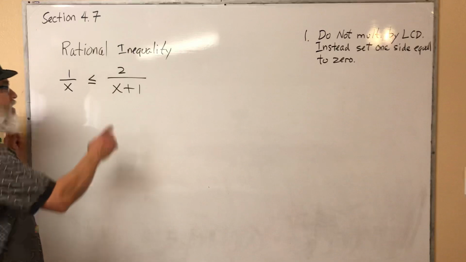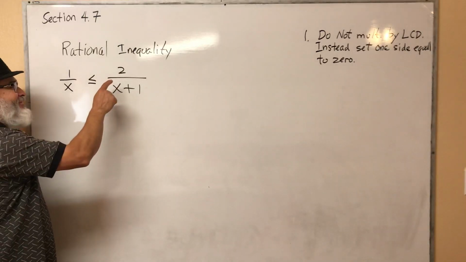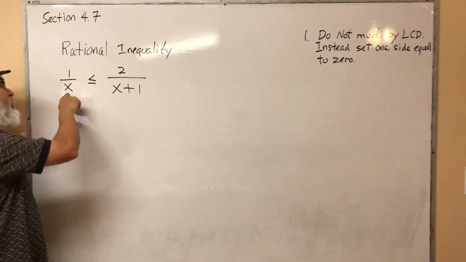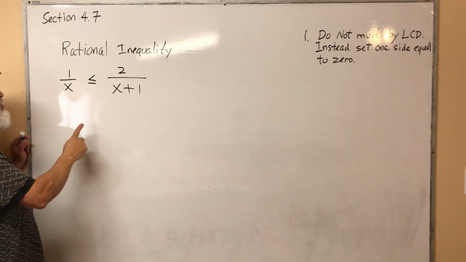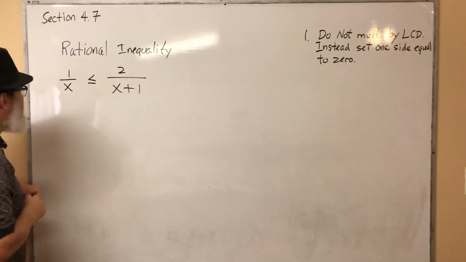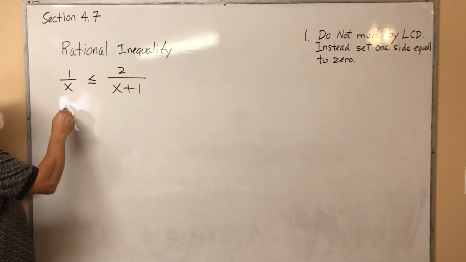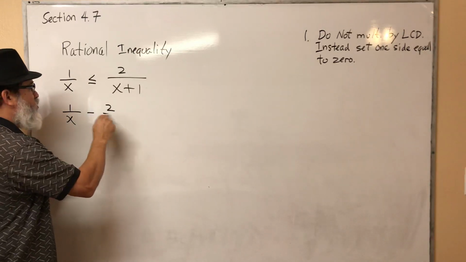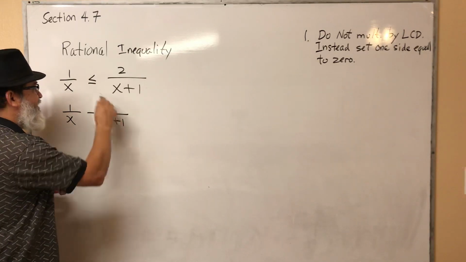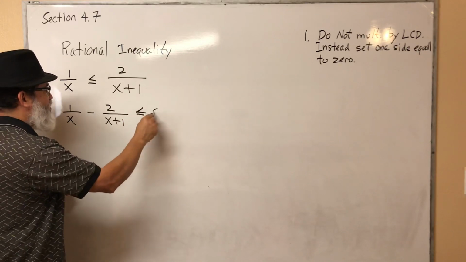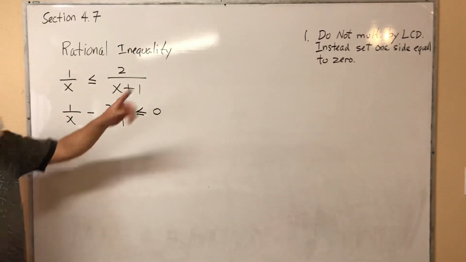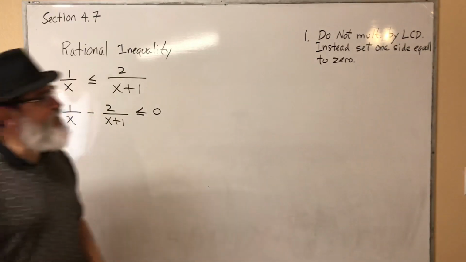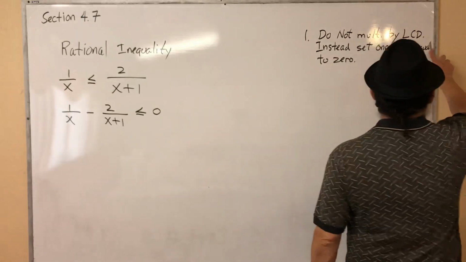Instead, I'm going to subtract 2 over x plus 1. I can do it either way. Let me bring this over. I could also bring that over. Maybe I should do that. It doesn't matter. Bring this over. So therefore, this is 1 over x minus 2 over x plus 1 is less than or equal to 0. Look what I did. Instead, set one side equal to 0, and that's what I did.